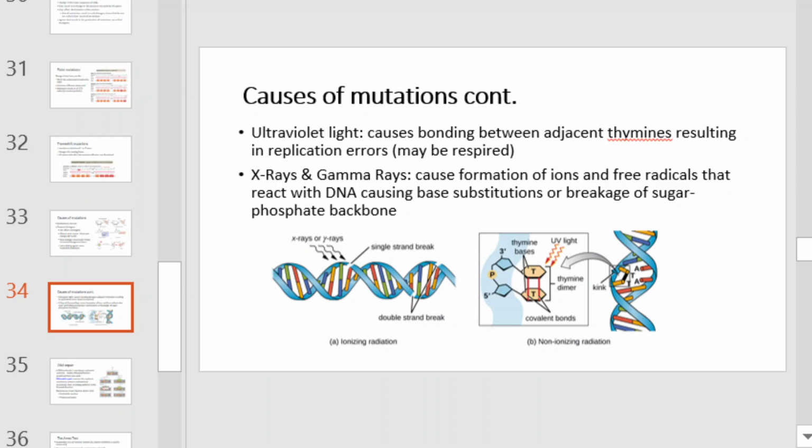Ultraviolet light, X-rays, and gamma rays are also mutagens. Ultraviolet light causes bonding between adjacent thymines, referred to as thymine dimers. X-rays and gamma rays cause the formation of ions and free radicals that react with DNA, causing base substitutions or breakage of sugar phosphate backbones.